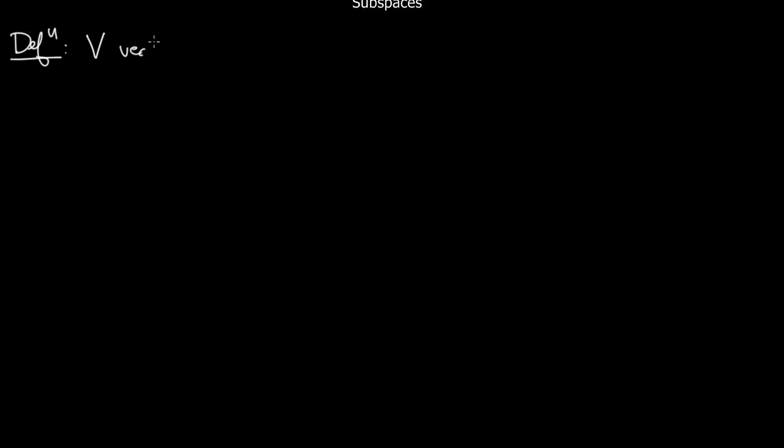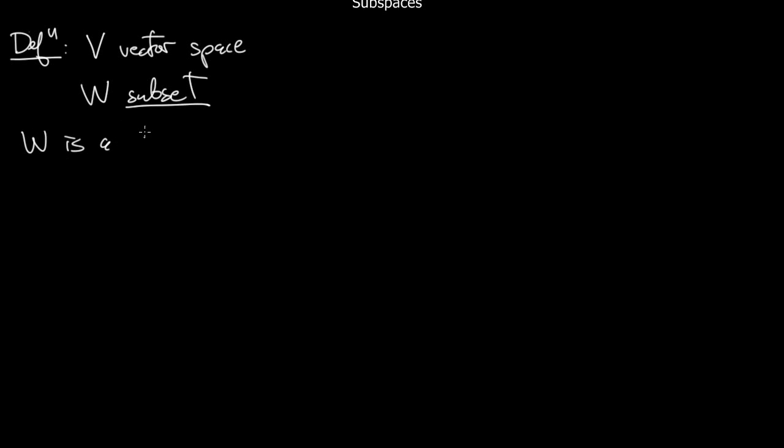Suppose you have a vector space V, and W is a subset. Now it's important here that I said that W is a subset. That just means some collection of points inside this vector space. Not every subset is a subspace. There's a set of conditions that a subset has to satisfy to be entitled to be called a subspace. And that's the definition we're giving here.